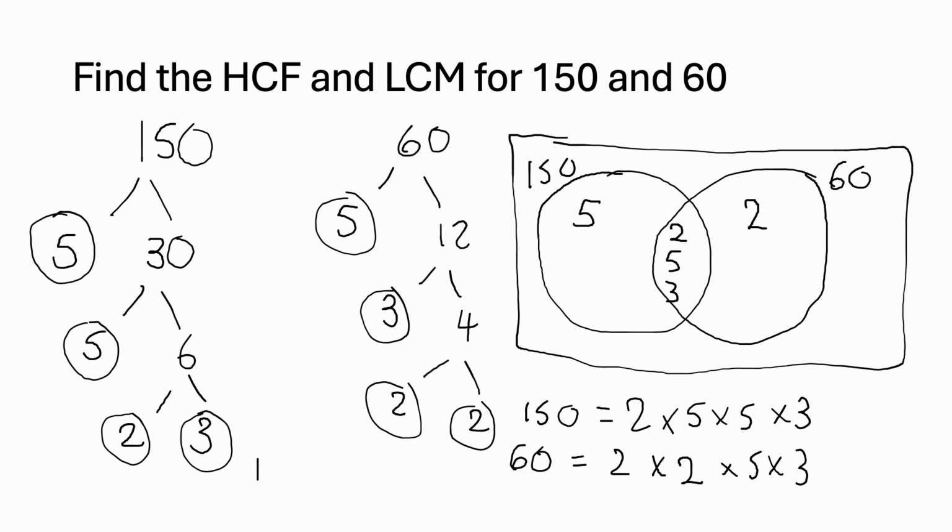So then the highest common factor is going to be all the numbers inside. So we're going to do 2 times 5 times 3, so 15 times 2, which is 30. And then our lowest common multiple is essentially everything. So we're going to do 5 times 2, and then times that 30, which is going to be 300. Lovely.